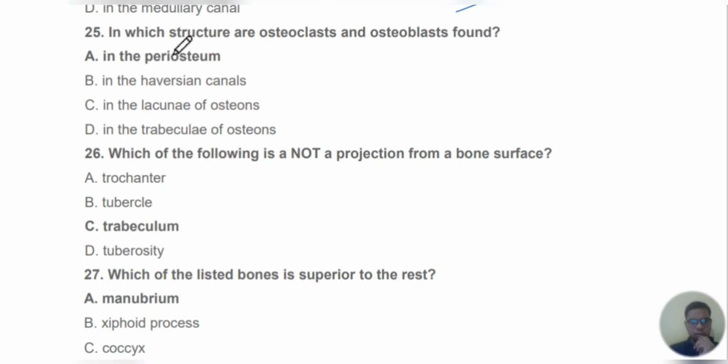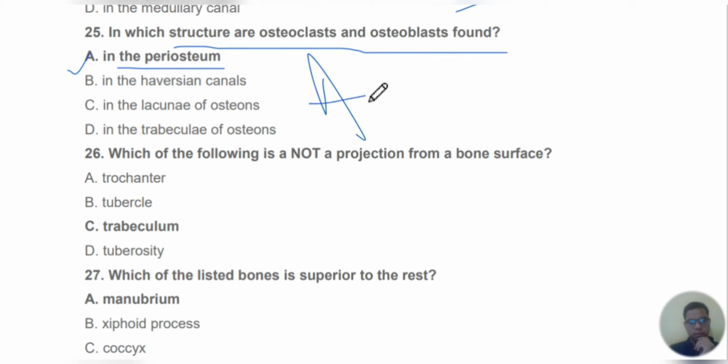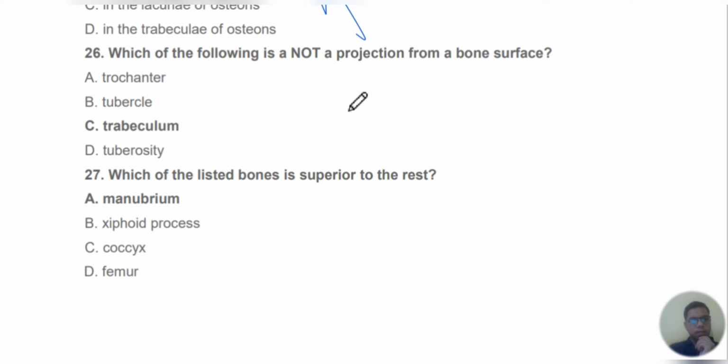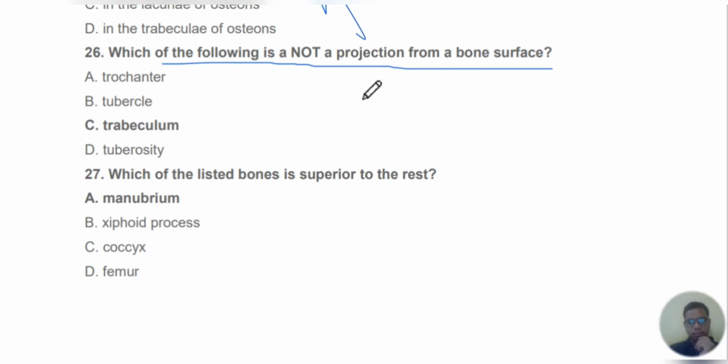ओके, नेक्स्ट इज 25 क्वेश्चन नंबर: इन व्हिच स्ट्रक्चर आर ऑस्टियोक्लास्ट एंड ऑस्टियोब्लास्ट फॉर्म? द आंसर इज इन द पेरियोस्टियम, आंसर इज ए। ओके, नेक्स्ट इज 26 क्वेश्चन नंबर: Which of the following is not a projection from a bone surface?